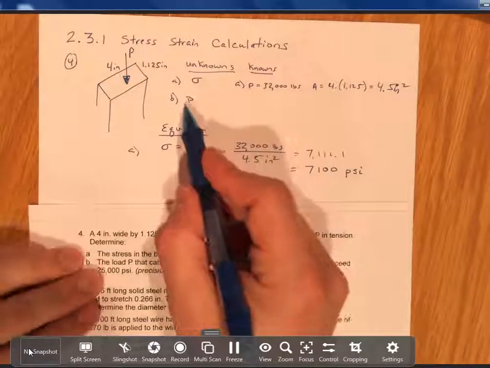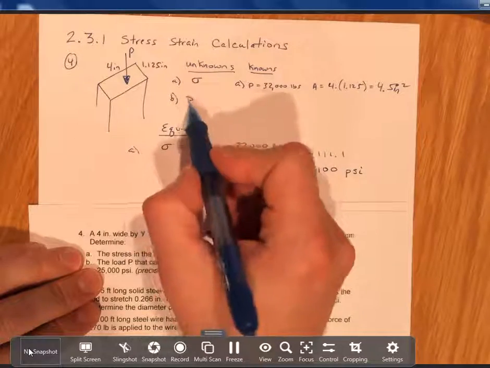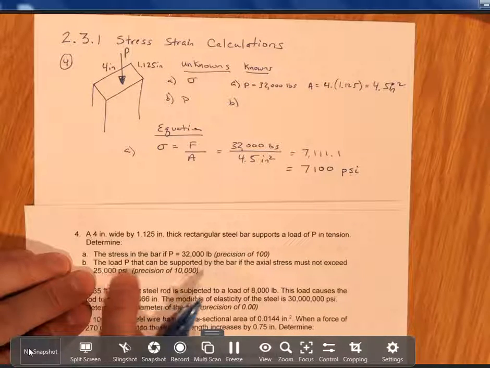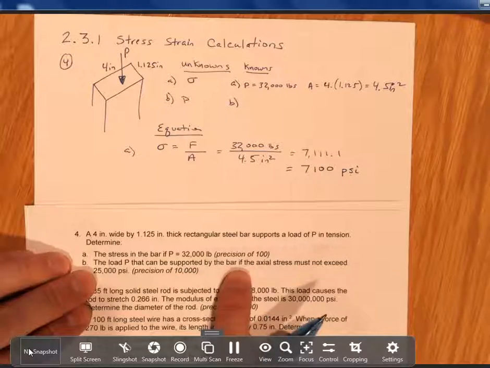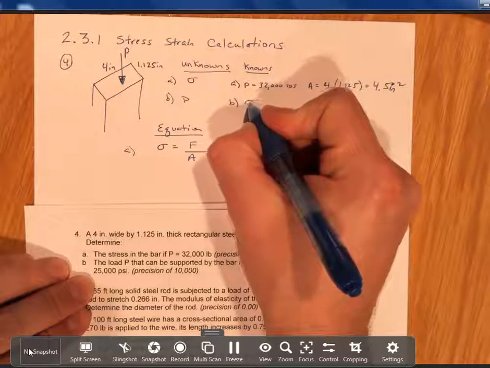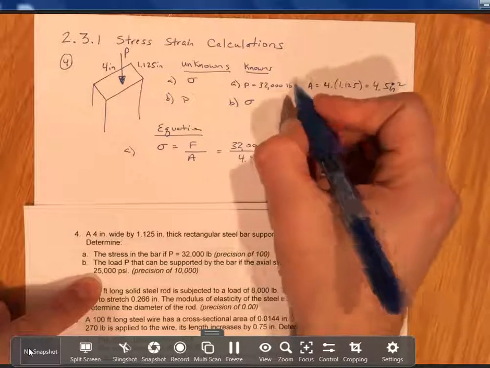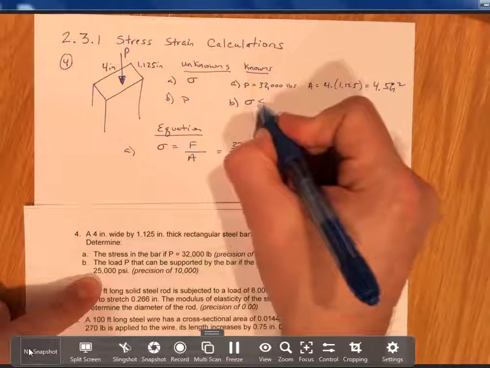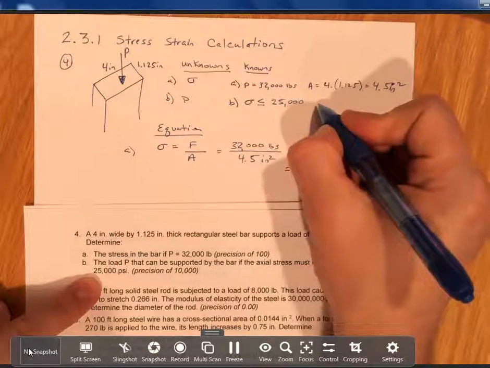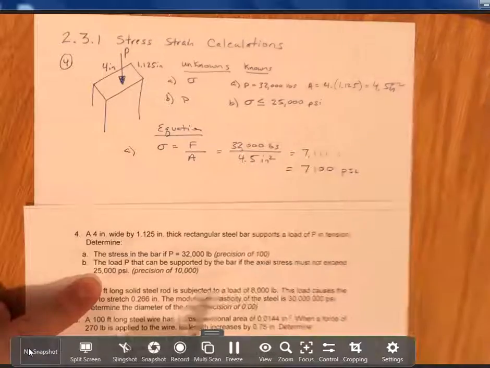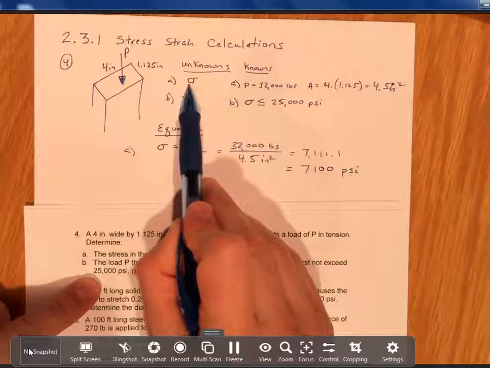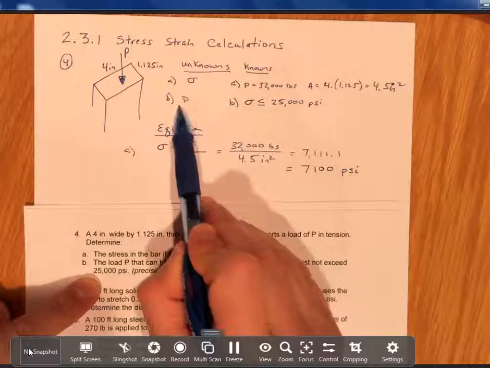Part B asked us to find P, which is a force, and in part B, they said the load P, so that's what we're going to determine, the load that can be supported by the bar if the axial stress must not exceed 25,000 pounds per square inch. So this time they're telling us that the axial stress must not go over 25,000, so it needs to be less than or equal to 25,000 pounds per square inch. Okay. So this time they basically switched up the two things. Here they asked for stress, but they gave us a force. This time they asked for the force, but gave us this.